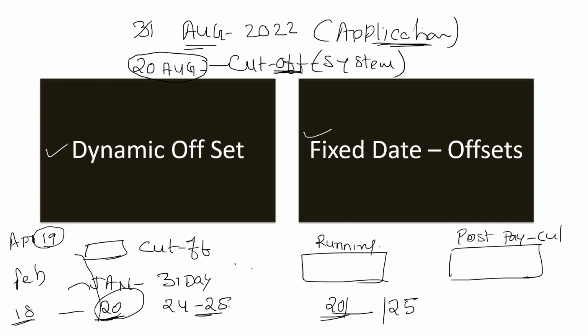So how can we make that date variable? By selecting the dynamic offset. This is the way we can choose the cutoff date and any other relevant dates in an application when defining the payroll. How can we select it? Always choose a dynamic date.